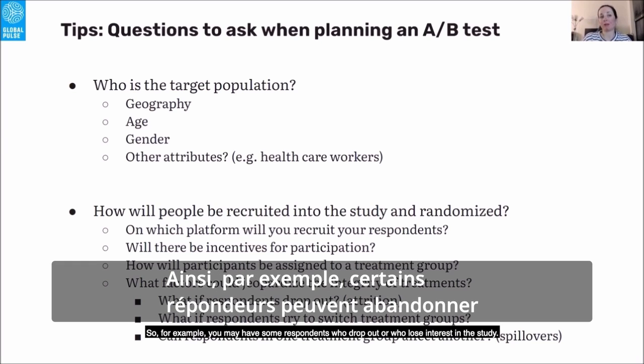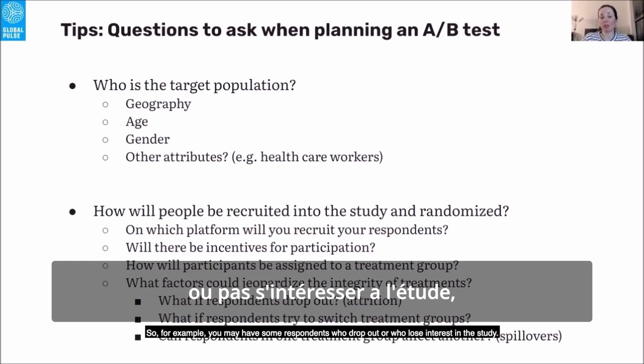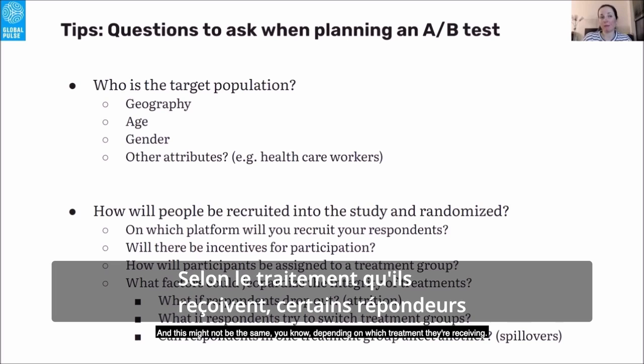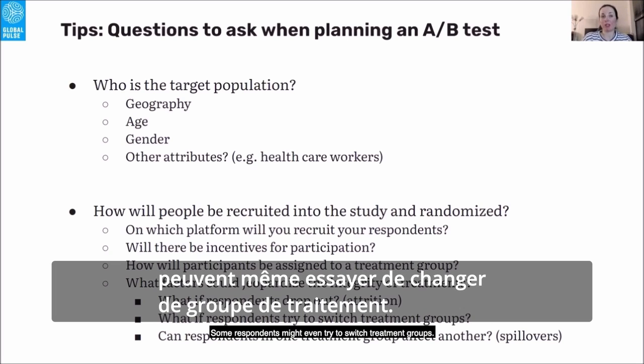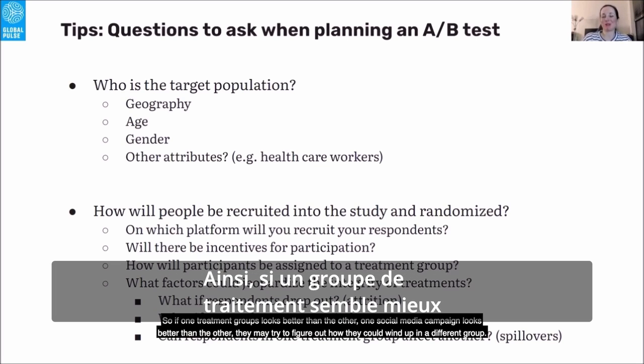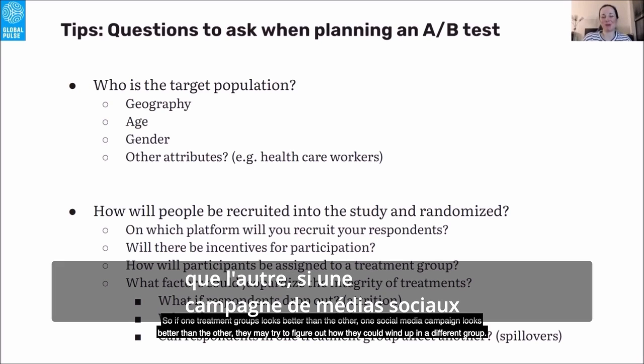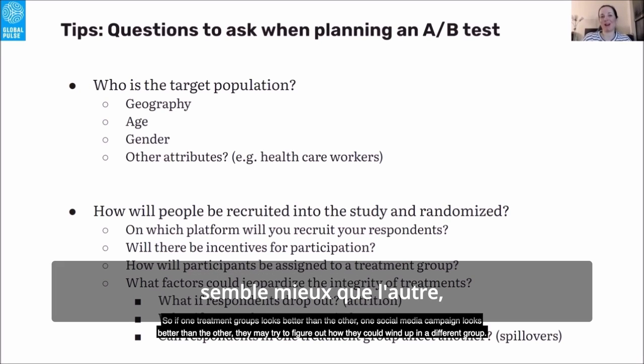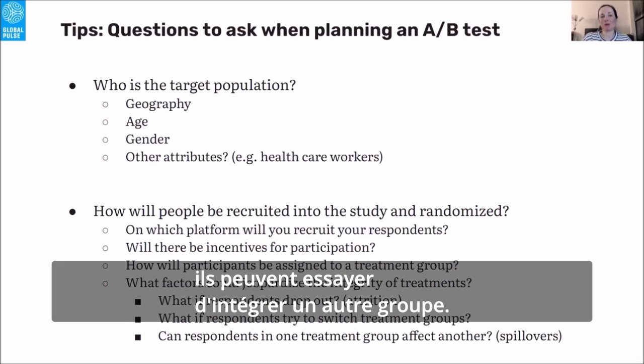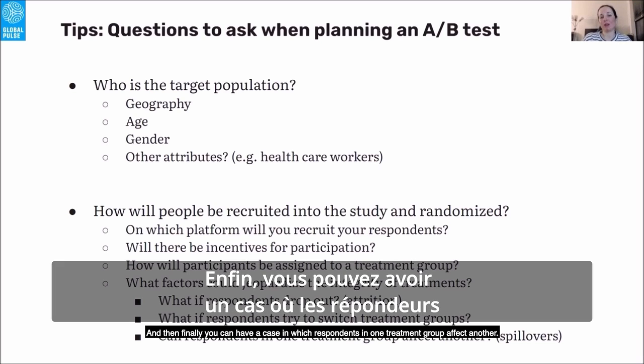For example, you may have some respondents who drop out or who lose interest in the study, and this might not be the same, depending on which treatment they're receiving. Some respondents might even try to switch treatment groups. So if one treatment group looks better than the other, one social media campaign looks better than the other, they may try to figure out how they could wind up in a different group. And then finally, you can have the case in which respondents in one treatment group affect another.